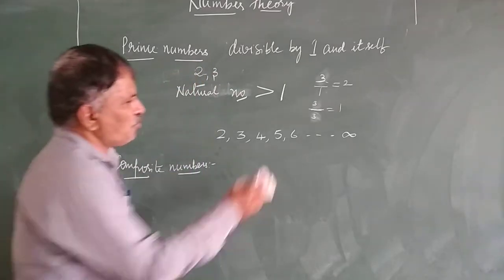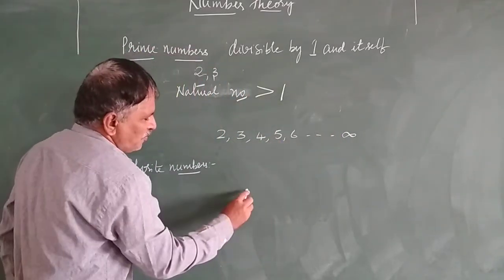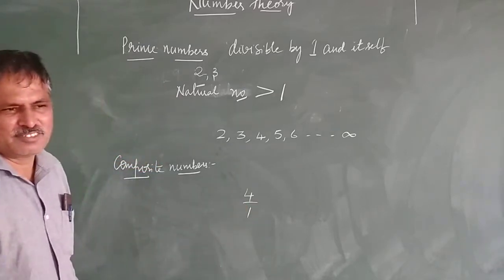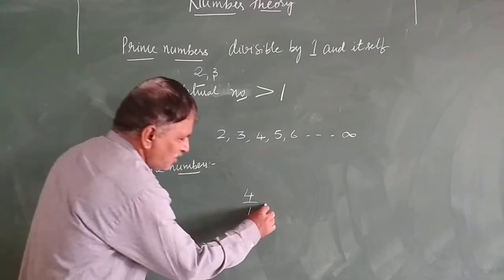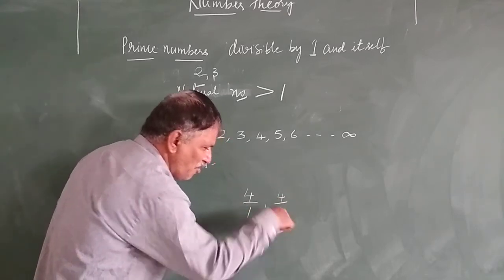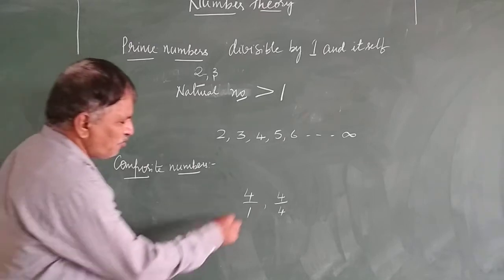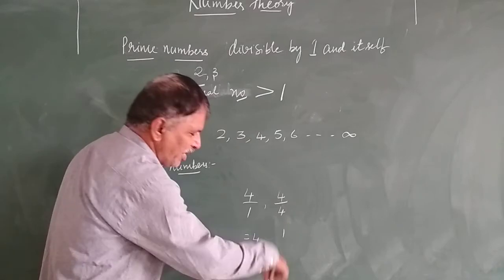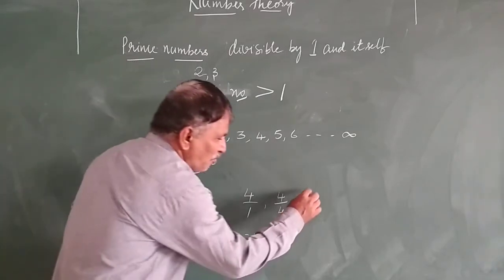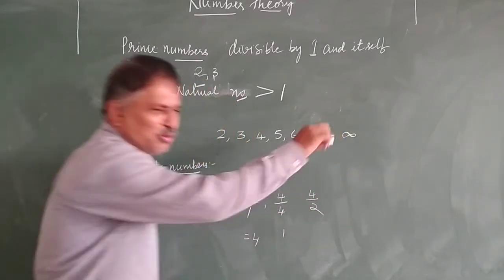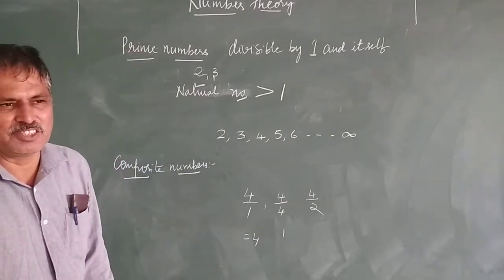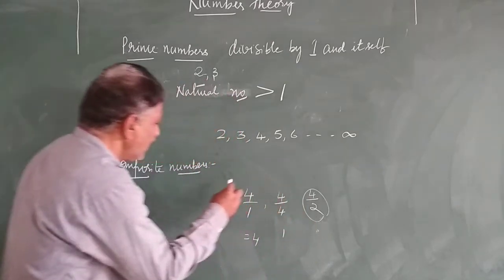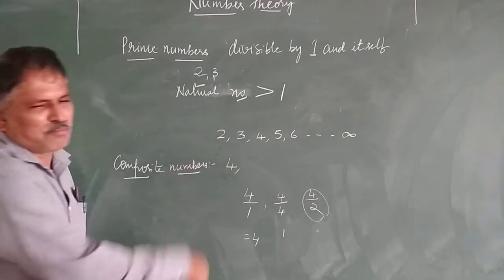Then if I take 4, I can divide 4 with 1, and I can divide 4 with 4. When I divide 4 with 1, I will get 4. When I divide 4 with 4, I will get 1. I can divide 4 with 2 also, exact division. Is it not so? Hence, it is called a composite number.